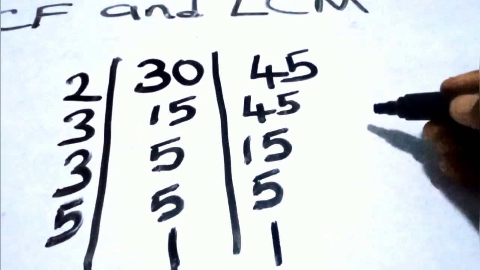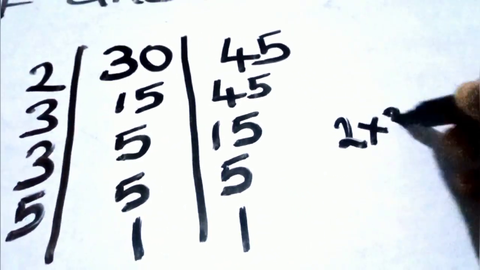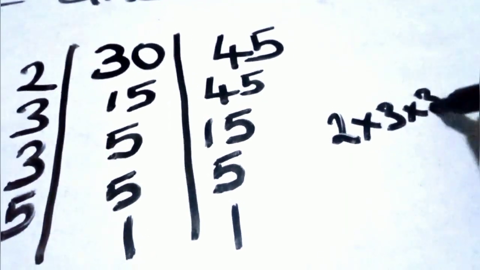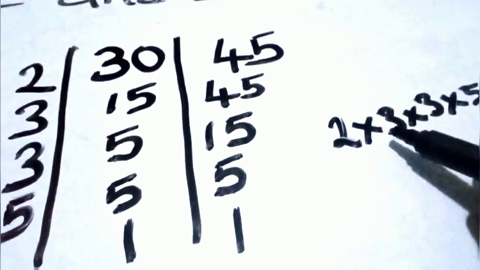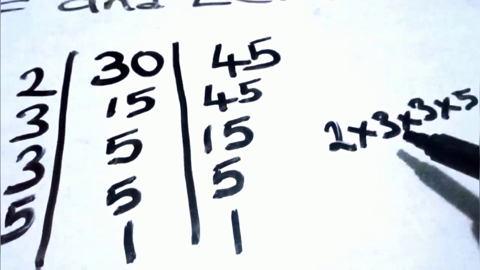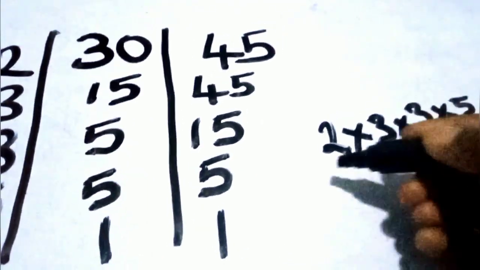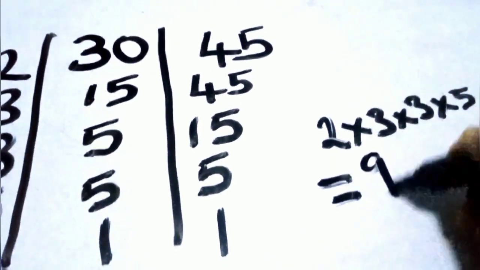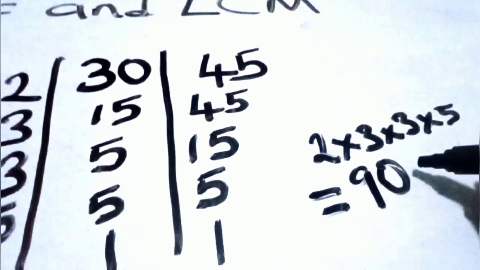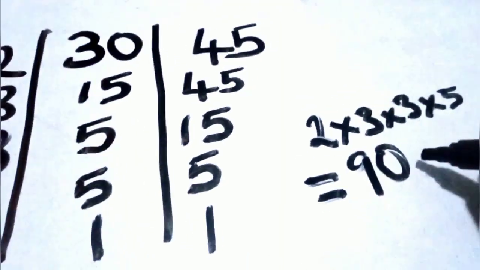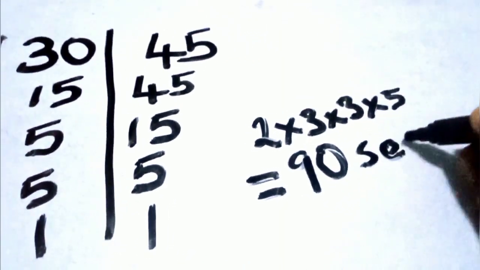So the LCM of 30 and 45 is 2 times 3 times 3 times 5. 2 times 3 is 6. 6 times 3 times 5 gives me 90. So the traffic lights will come up together after 90 seconds.